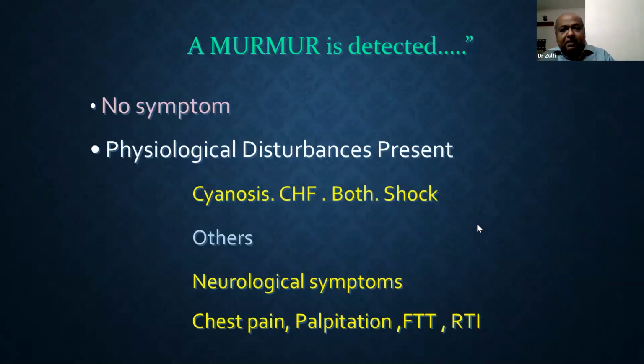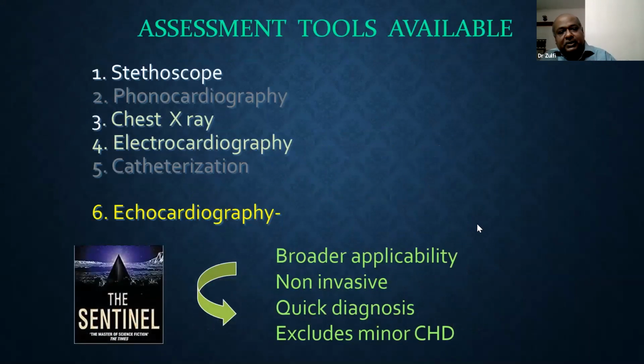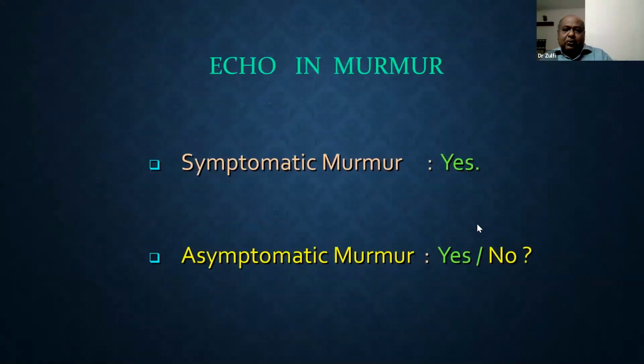So if you have a murmur detected, with or without symptoms, you look at various physiological disturbances, and then you use various tools starting from the stethoscope, chest X-ray, ECG, and of course the last sentinel of the evaluation is echocardiography. Certain questions are very easy to answer. If you have a symptomatic murmur, you have to do an echocardiography. The only question is, what do you do in an asymptomatic murmur?